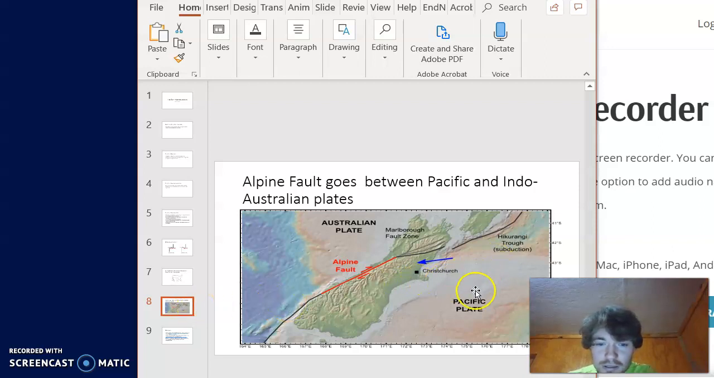Let's see. And then, as we said, this is the Indo-Australian plate, but in the picture it only shows the Australian plate. And then the Alpine fault is what's here in the red.